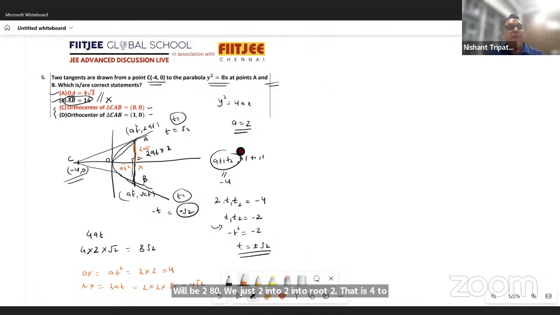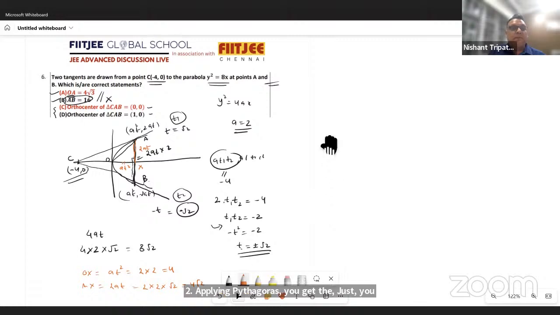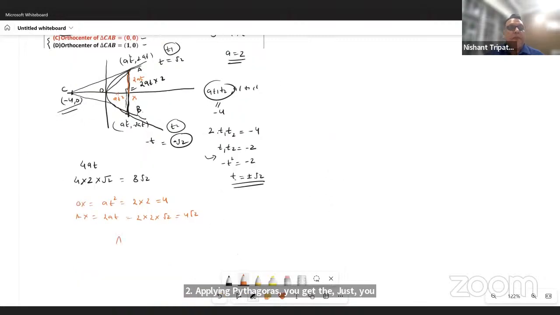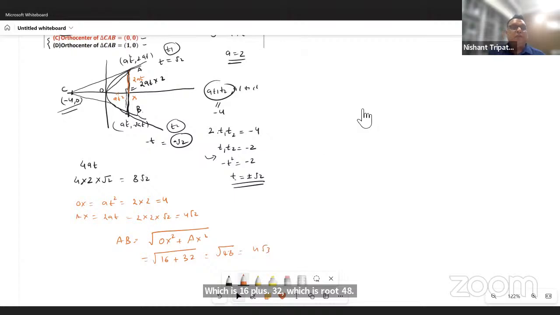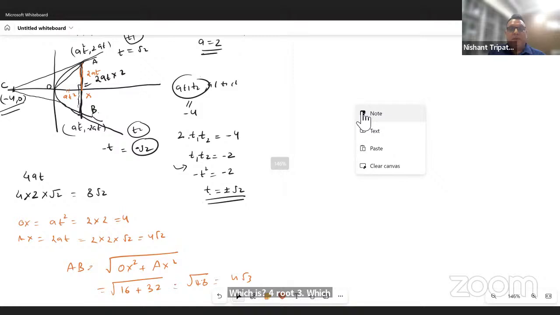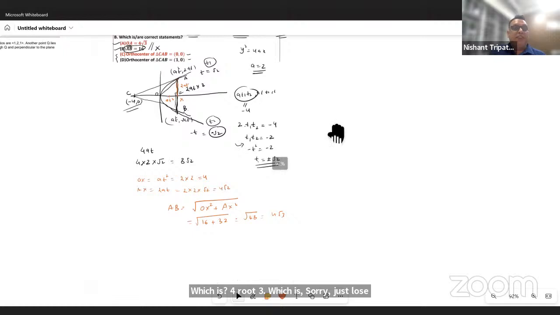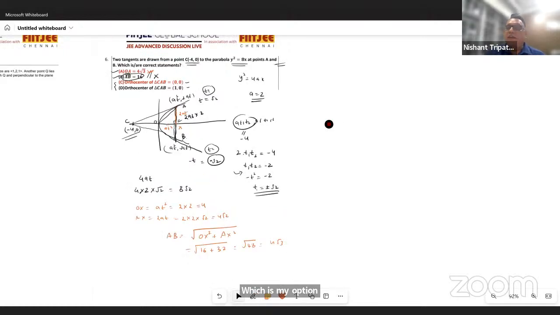Applying Pythagoras theorem, you get the value of AB as square root of OX² plus AX², which is square root of 16 plus 32, which is √48, which is 4√3, which is my option A. So my option A is correct in this one.